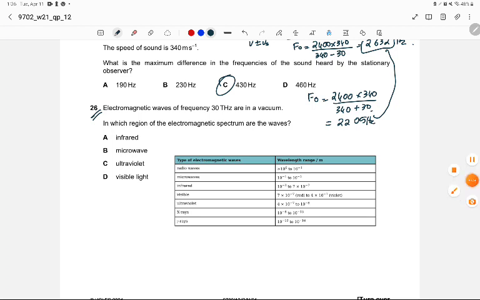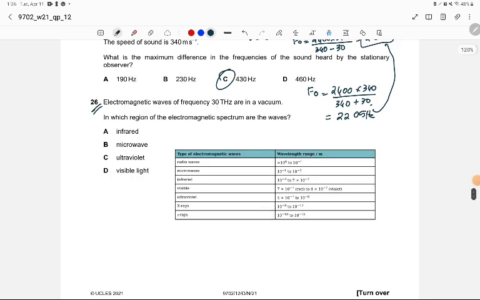Okay, now listen to me very carefully. So we have 30 terahertz in a vacuum. So 30 terahertz must be equal to 30 multiplied by 10 raised to power 12. Okay, so that should be 3 into 10 raised to power 13. So we need to verify this table over here.